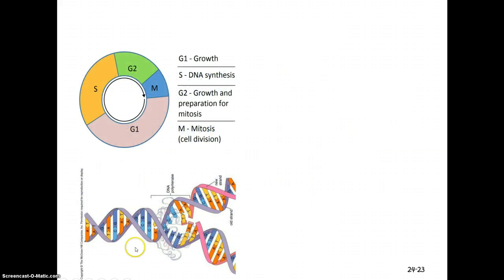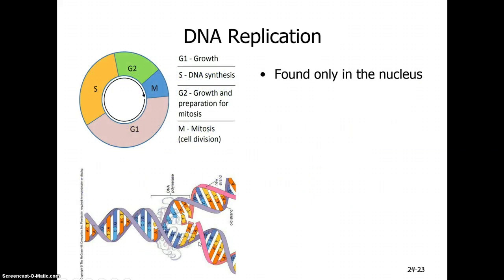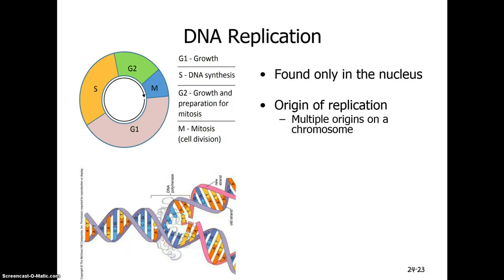Okay, so first we're going to talk about DNA replication. DNA in eukaryotes is found only in the nucleus. When DNA is replicated, it does not begin at the beginning and work its way all the way through the DNA molecule to the end. DNA molecules are really long. Replication occurs at several origins. Origins means beginnings or spots. So there are several spots where replication begins, and it happens at multiple places along the DNA chromosome. And we'll talk a little more about that when we're talking about gene control.